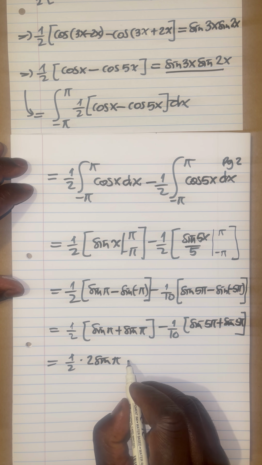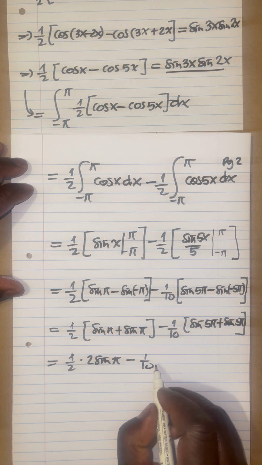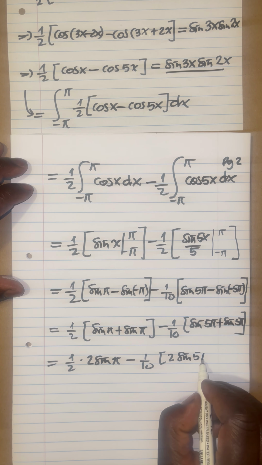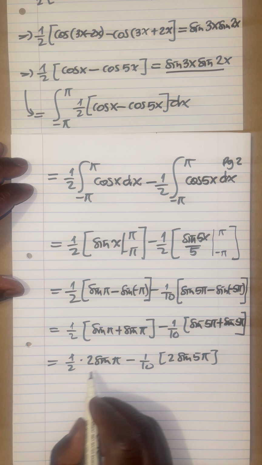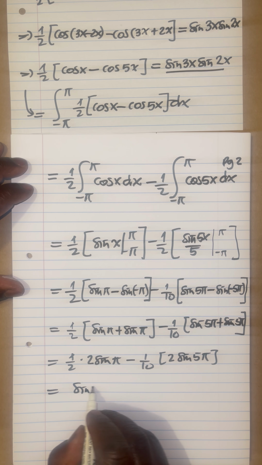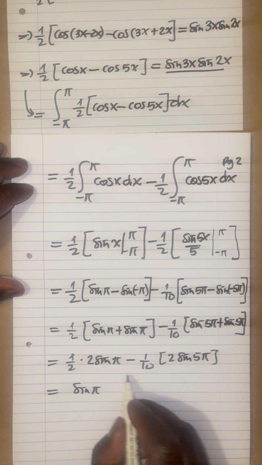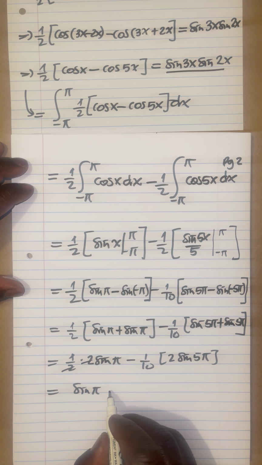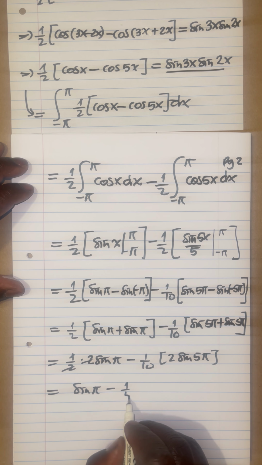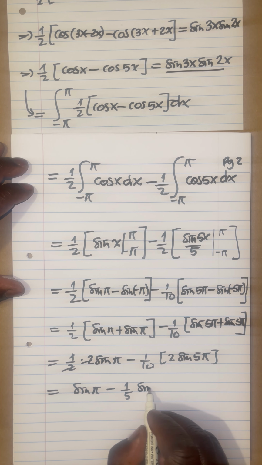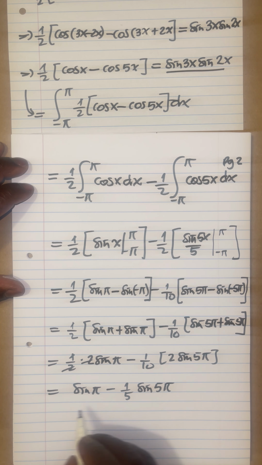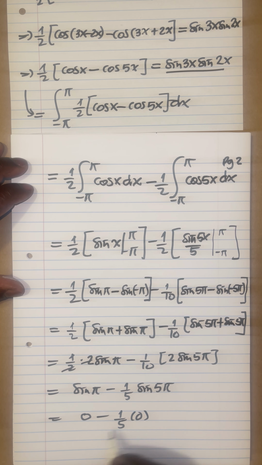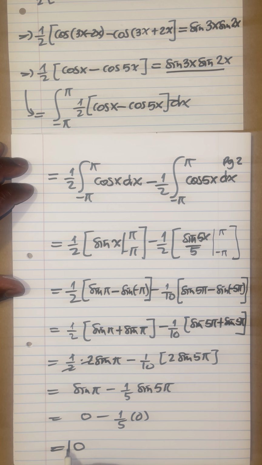Here it's going to be minus 1 over 10 times 2 sine of 5 pi. So this is just sine pi, and then here it will be, of course, the 2's cancel, these cancel, and that part will be minus 1 over 5 times sine of 5 pi. So this is basically 0 minus 1 over 5 times 0. Our final solution is actually 0.